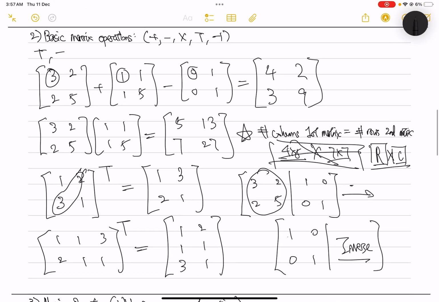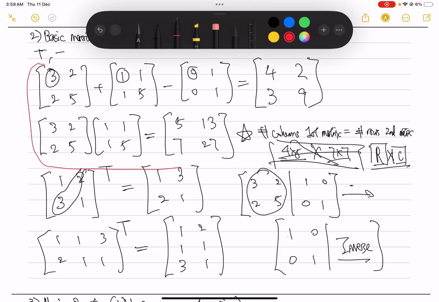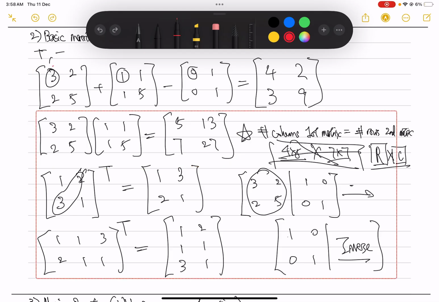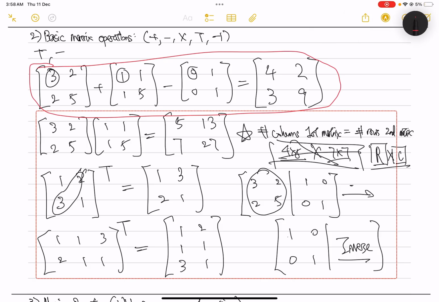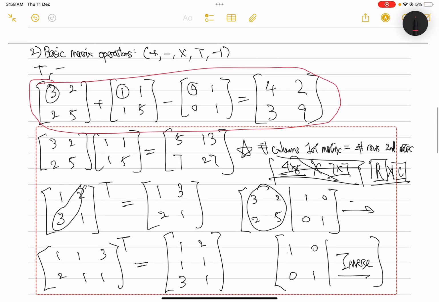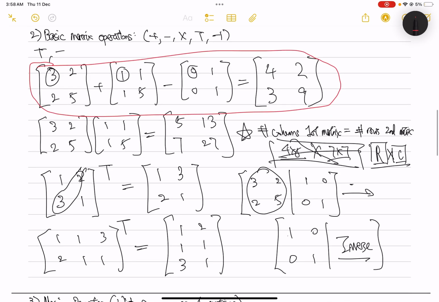As for basic operations, addition and subtraction work the same. I'll circle it out. As you can see, you're just doing the same place element addition and subtraction. As for multiplication, it's also quite intuitive. You multiply these two, add the multiplication of these two, and you get an element here. Intuitively, you get something like this.